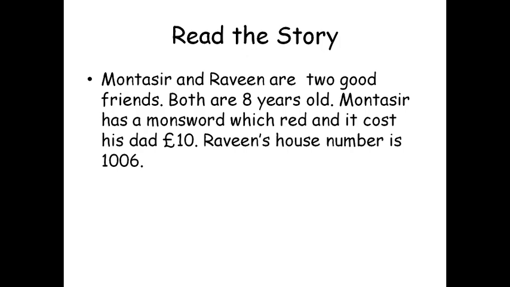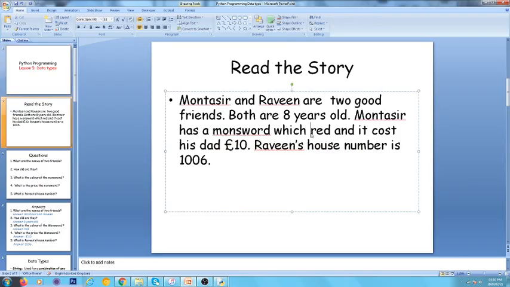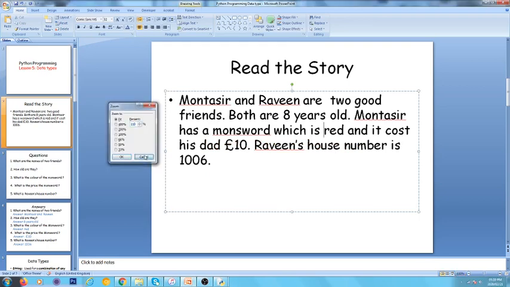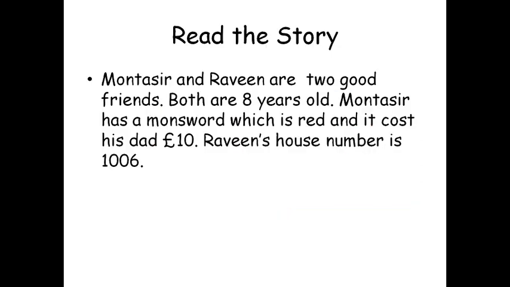Montasir and Robin are two good friends. Both are 8 years old. Montasir has a Montessort, which is red, and it cost his dad £10. And Robin's house number is 1006. This is the storyteller part of the story.